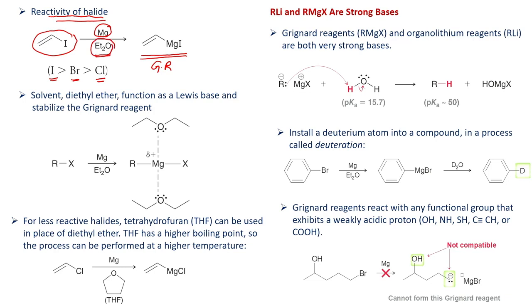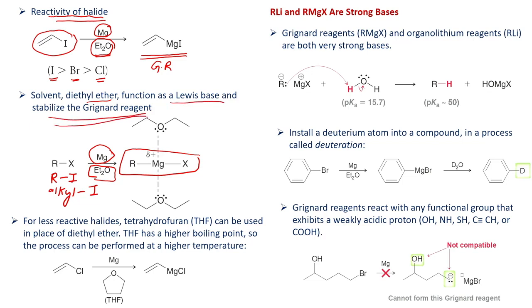So let's take the example when R is alkyl and the halogen is iodine. When you treat it with magnesium, this reaction happens very fast. And what does diethyl ether do? It stabilizes this Grignard reagent. So your diethyl ether functions as a Lewis base and stabilizes the Grignard reagent.